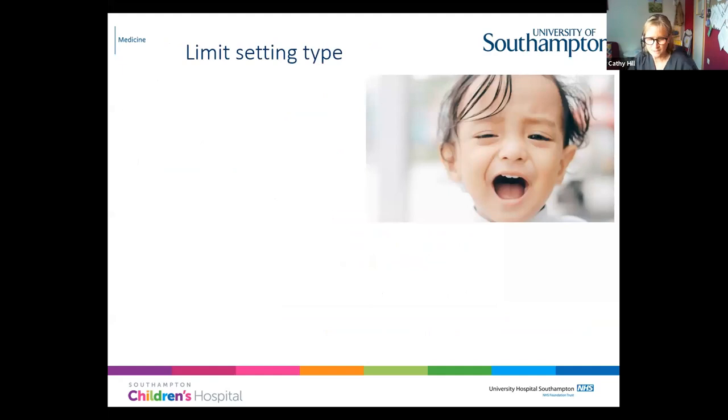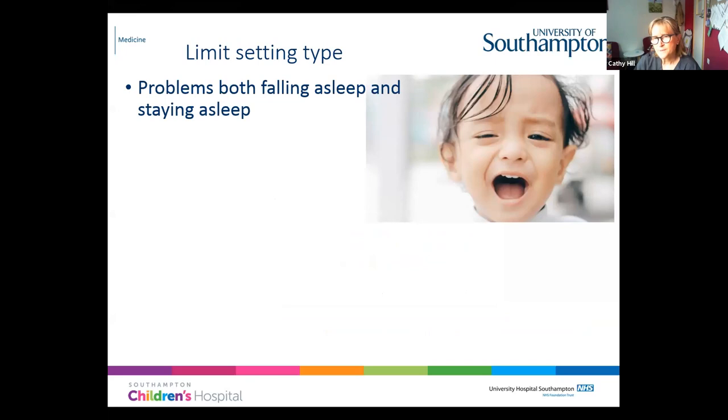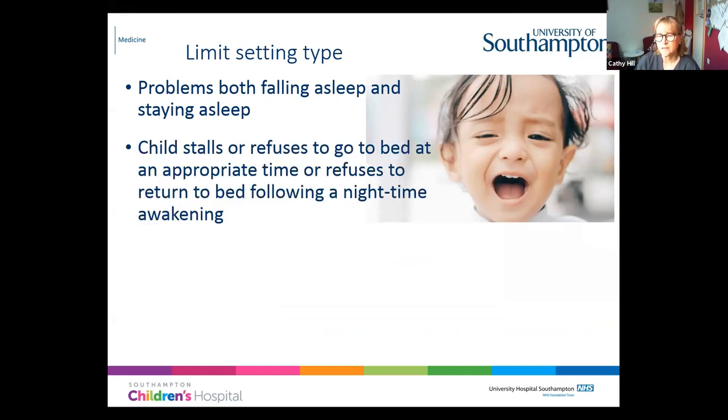The other type is the limit setting type, and they often mix up a little bit, actually. So in this one, instead of lots of wakings, children also struggle to fall asleep, and parents will say, it's a nightmare getting this child to bed. They're screaming and shouting, and they might be sick, they might be really upset, they're up and down the stairs, they're really very unhappy about going to bed. And the same will happen if they wake up at night. So the problem's at both ends.